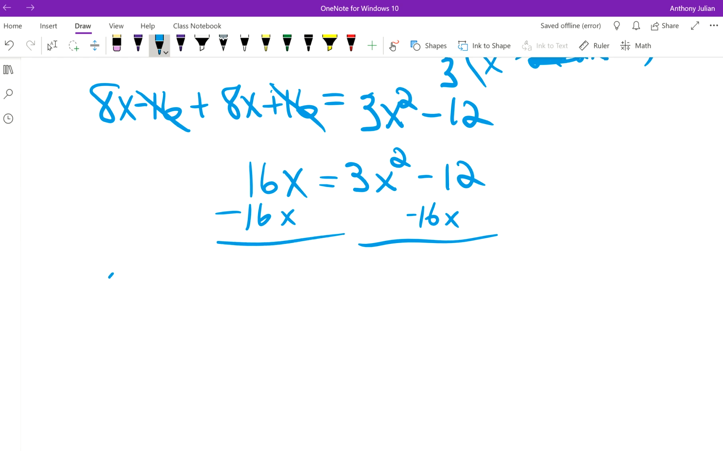So I've got that 0 equals what? 3x squared minus 16x minus 12. And that's my problem now. I'm solving for x.